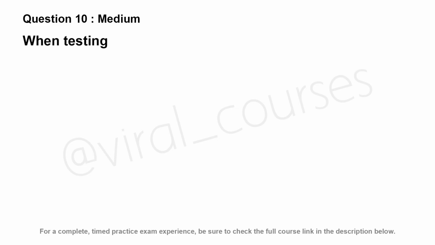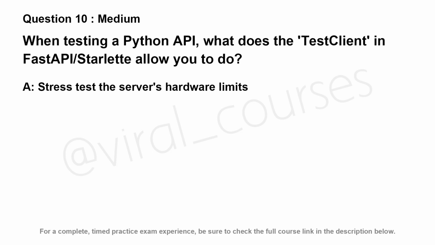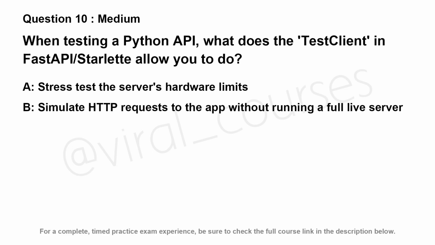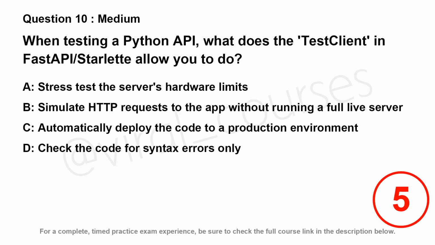When testing a Python API, what does the test client in FastAPI Starlette allow you to do? Option A. Stress test the server's hardware limits. Option B. Simulate HTTP requests to the app without running a full live server. Option C. Automatically deploy the code to a production environment. Option D. Check the code for syntax errors only.